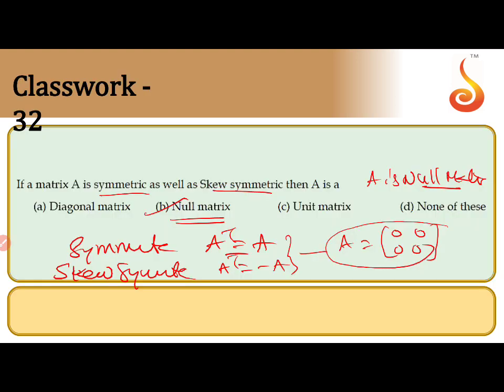Clear now? If you want, you can do it another way also. It is symmetric and skew symmetric means A equal to minus A. That means 2A equal to O, so A equal to O. That also you can take. A transpose equal to A, and A transpose equal to minus A, and the left side also you can equate. So to get the answer, A is the null matrix only.